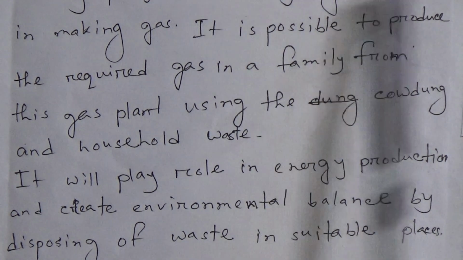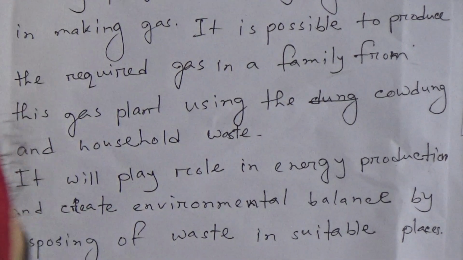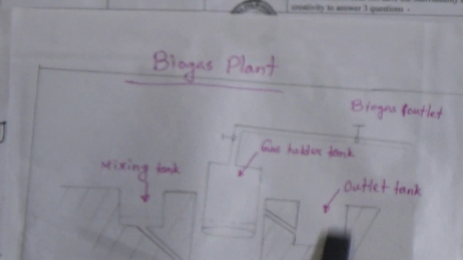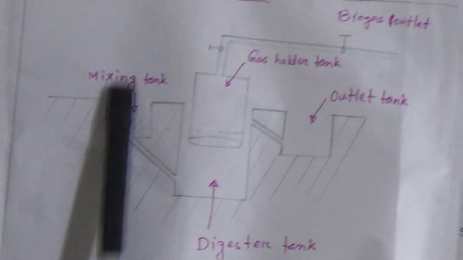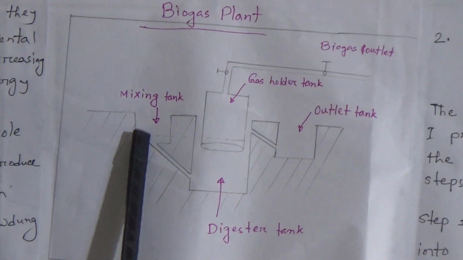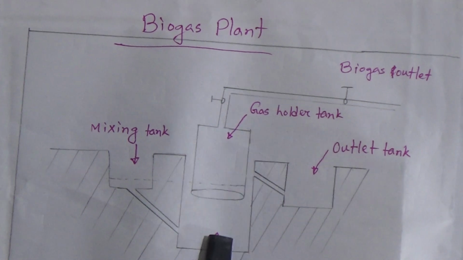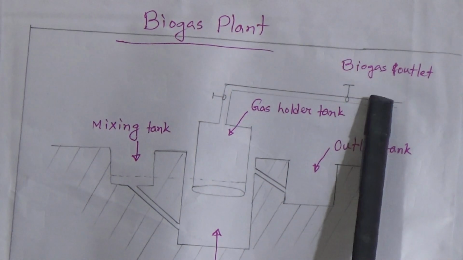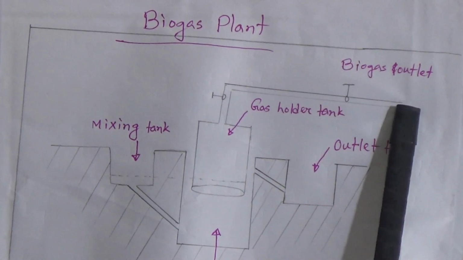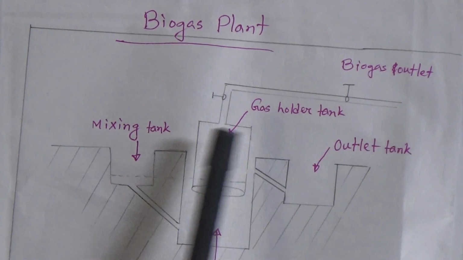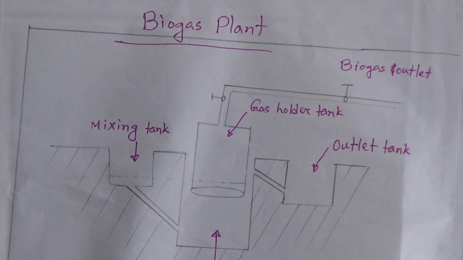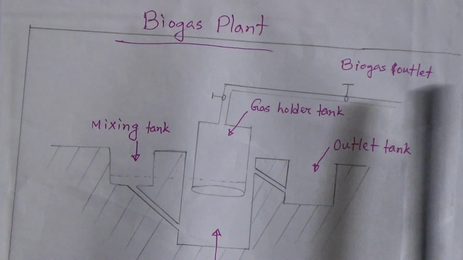So my dear students, this project name is biogas plant. This is the figure of this project: this one is the mixing tank, this one is the gas holder tank and the digester tank, and this one is the outlet tank, and this is the biogas outlet, and from here we can get the biogas. You can draw this figure like this, the biogas plant.